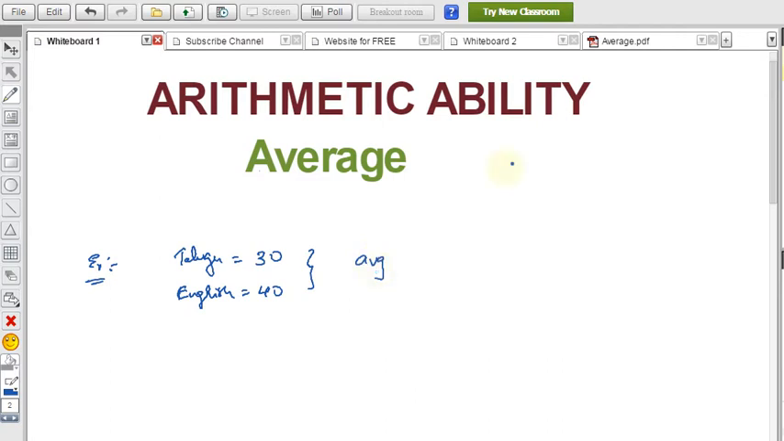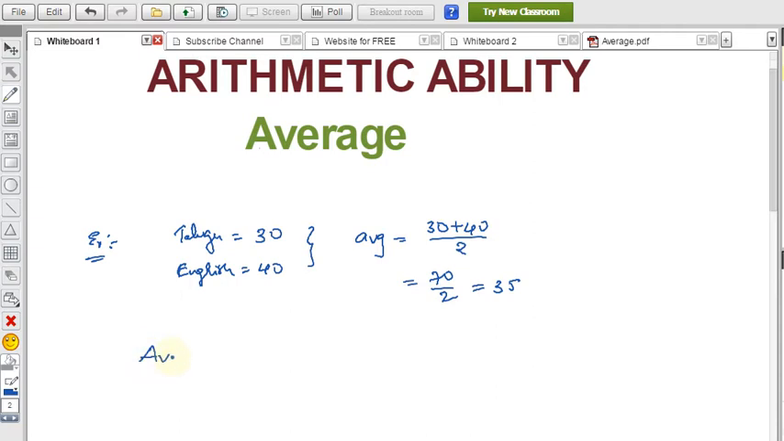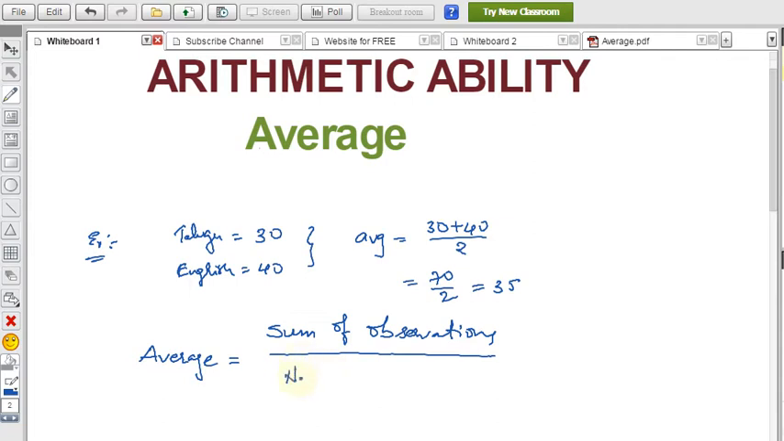So average, I'm taking AVG. To get the average of this, we add both data, 30 plus 40, and divide by 2, because 2 are the subjects here. That is 70 by 2, 35. So 35 is the average. Now we can write the formula. Average is the sum of observations. Here it is marks, but in other examples they may give kgs, weight, milligrams, anything. We take the sum first. Here there are two observations, so 30 plus 40 I took. Sum of observations by number of observations is the average.